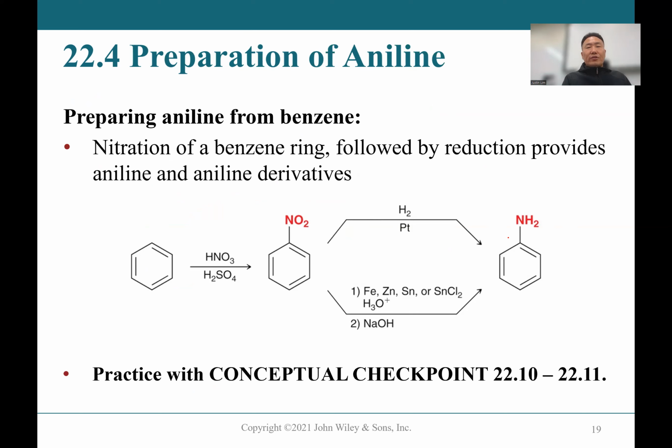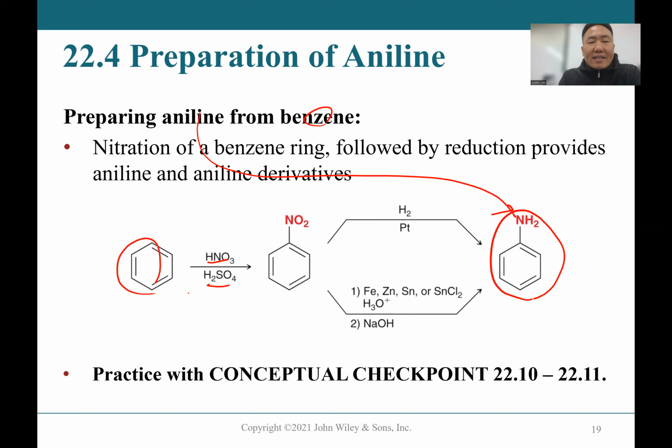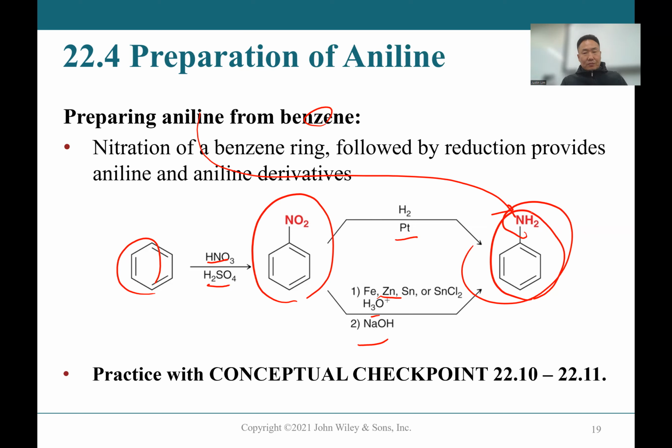Also, you can generate aniline from benzene. This is the aniline. So from benzene, you can use nitric acid and sulfuric acid to generate this product. And in reduction, you can get aniline. You can use hydrogen with platinum, and you can see also two steps. You can use iron, zinc, or tin(II) chloride under acidic conditions and then a base.